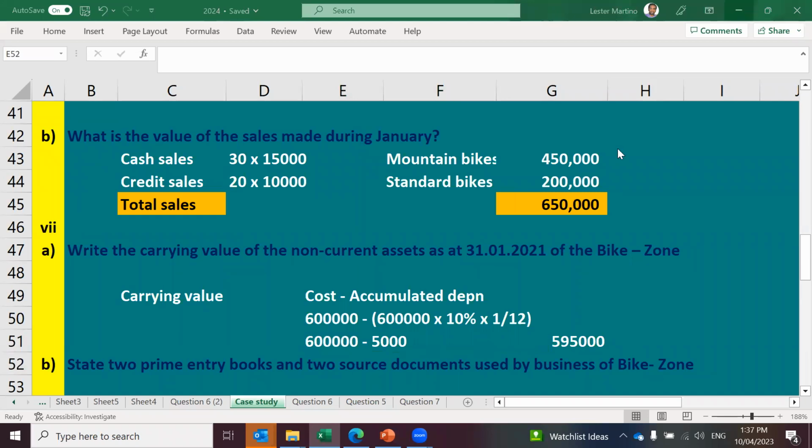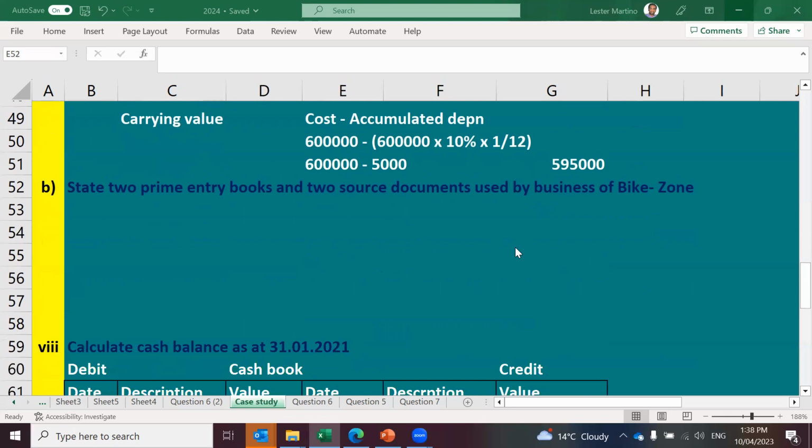So we calculate depreciation only for 1 month. That's all. Don't calculate depreciation for the whole year because they are asking only for the given month. If you have a doubt, please put it in the chat box so that I can answer then and there.